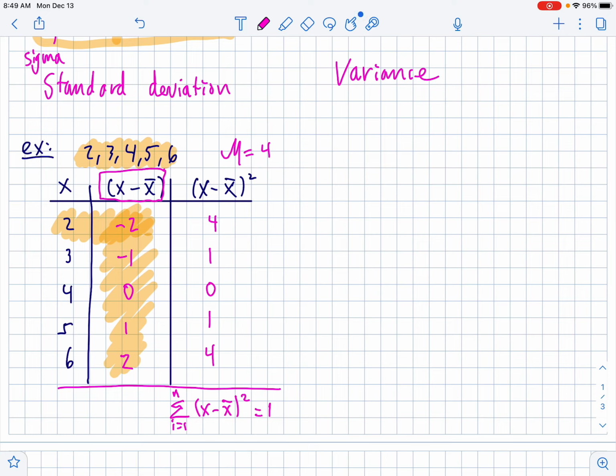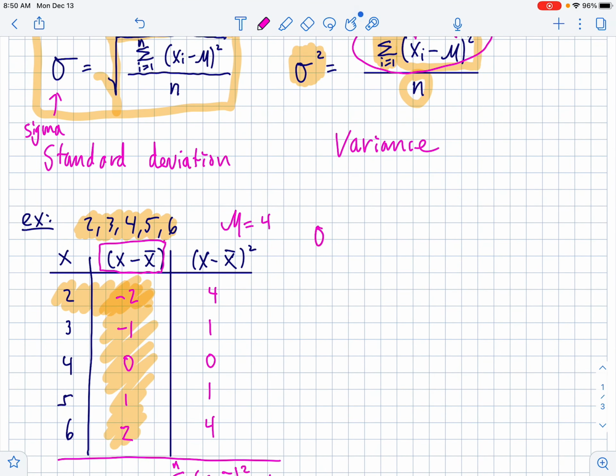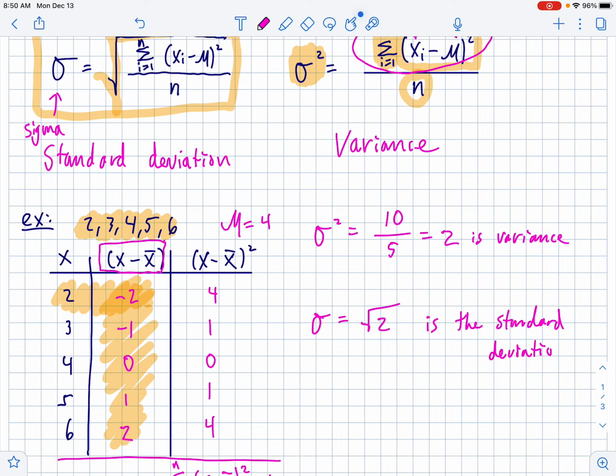So if I add together 4, 1, 1, and 4, we get 10. That means that variance is going to be equal to 10 divided by 1, 2, 3, 4, 5 data pieces, which is 2. So 2 is the variance. If I square root that number, I get the standard deviation. So the square root of 2 is the standard deviation. So that's how you find it by hand.